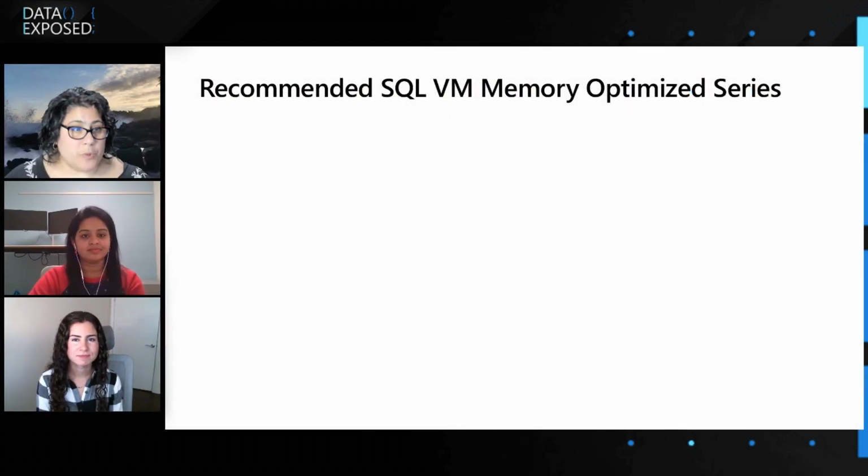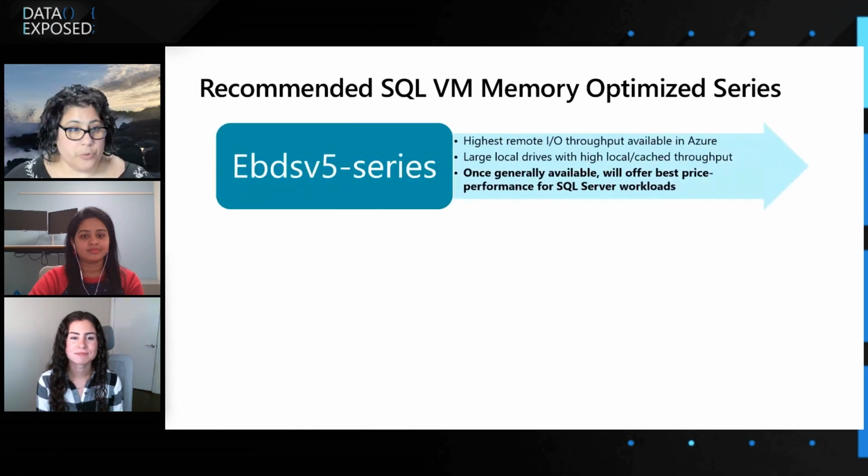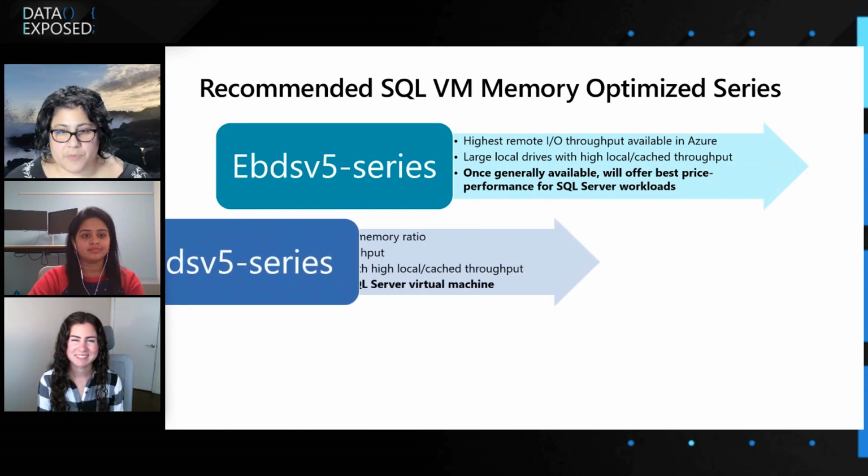So we are sticking with the memory optimized. This is going to be the family of VMs that you want to focus on for your production SQL Server workloads. So the new storage bandwidth optimized VM we talked about today is the Ebdsv5 series. This is the one that once it's generally available, this is going to be the absolute best for price performance for your SQL Server workloads. This is awesome. It's got the right core to memory ratio, the right core to throughput ratio. This is it when it comes to SQL Server VMs.